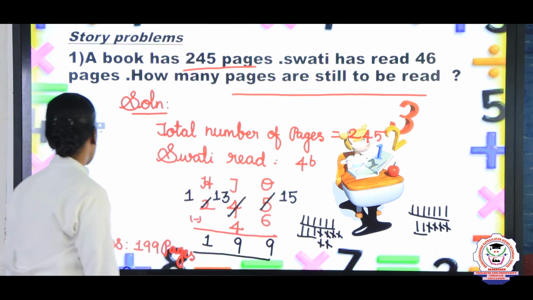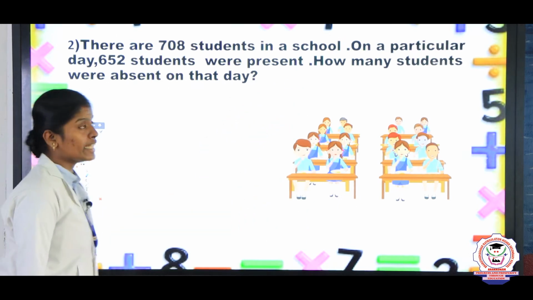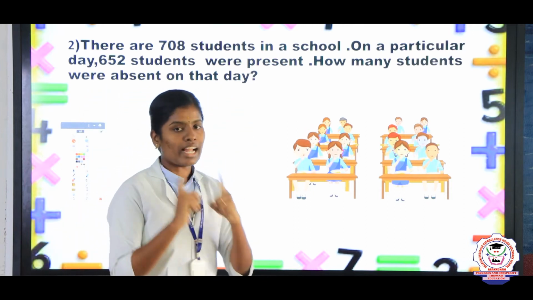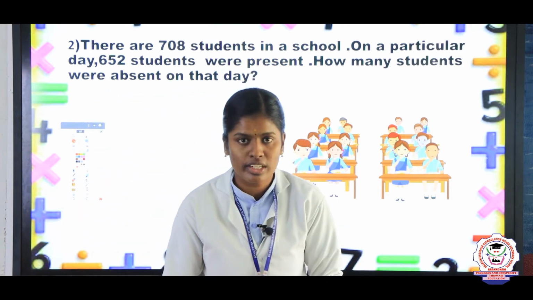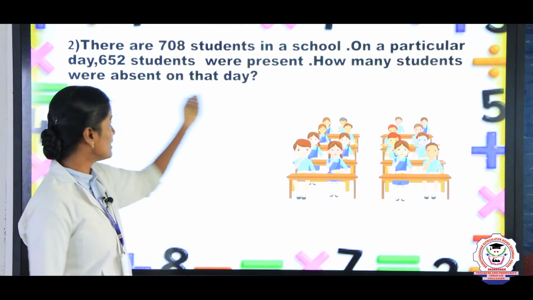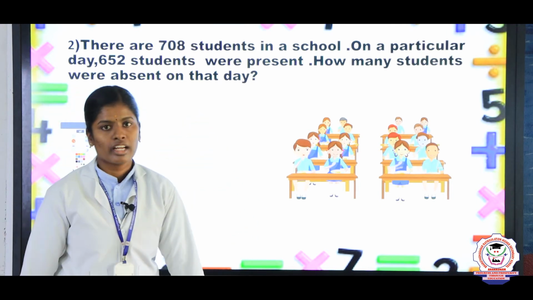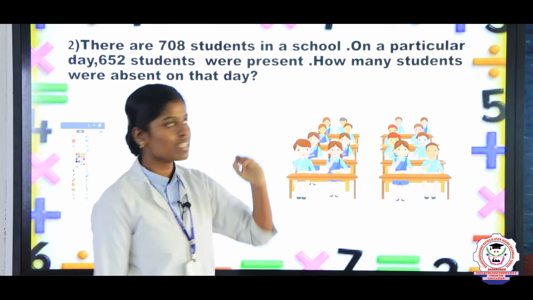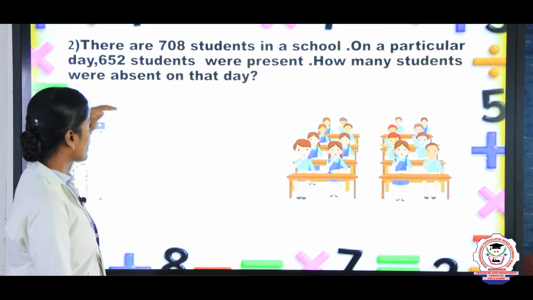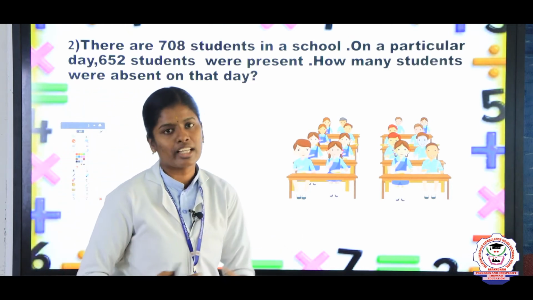Listen here. Next question, there are 708 students in a classroom. So in one classroom we have 708 students. On a particular day, 652 students were present. How many students were absent on that day? Here too we will do the subtraction, then we will get the answer.